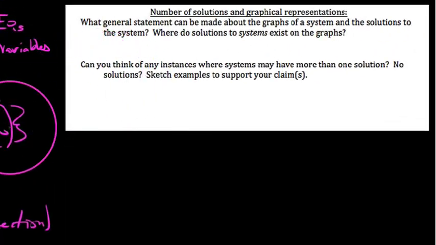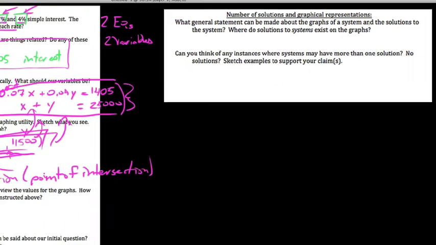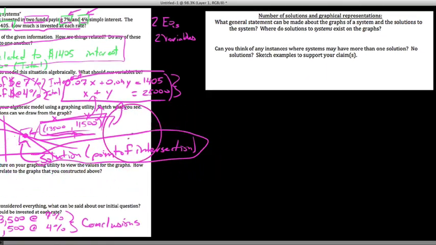Okay, so really quickly before we move out of this video, it says what general statement can be made about the graph of a system and the solutions to the system, and where do solutions of the system exist on the graph? So we say solutions. Basically, we want to transplant this statement right here: solutions occur at points of intersection of the equations in the system.